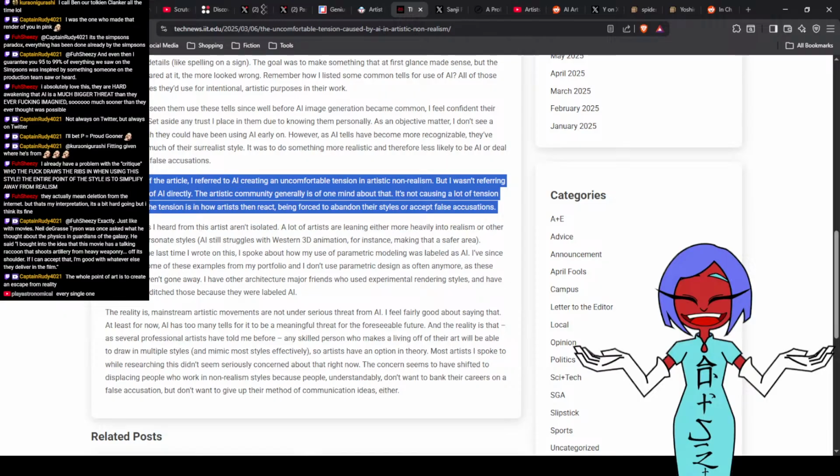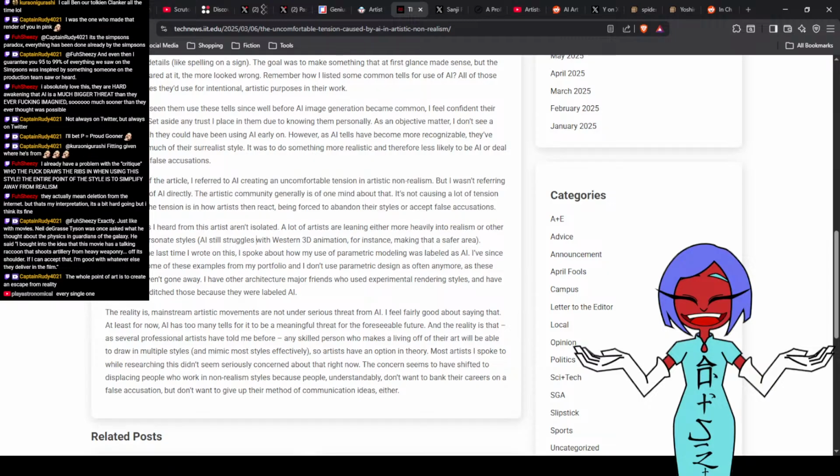Anyway, at the start of the article, I referred to AI creating an uncomfortable tension in artistic non-realism, but I wasn't referring to the usage of AI directly. The artistic community generally is one mind about that. It's not causing a lot of tension on its own. The tension is how artists then react, being forced to abandon their styles or accept false accusations.